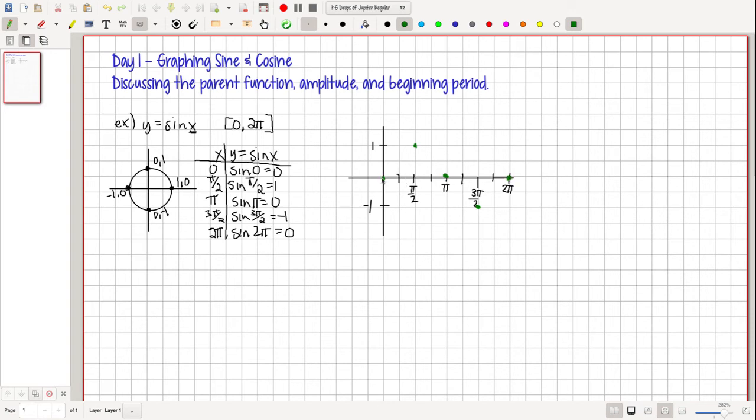Now, this looks like a couple of absolute value graphs. Please, do not make these sharp. These curves are smooth. So let's see if I can do this here.